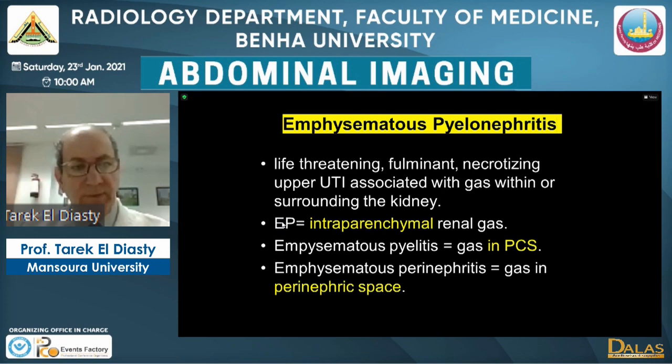So it's called emphysematous pyelonephritis if it is intraparenchymal gas, and if the gas is in the pelvicalyceal system only, it's called emphysematous pyelitis. Emphysematous perinephritis is called when the gas is in the perinephric space. What about this case?